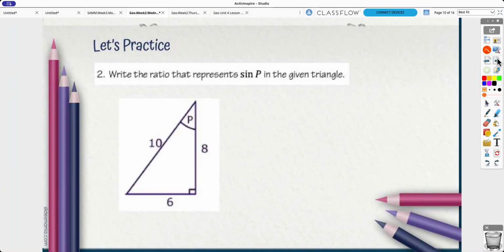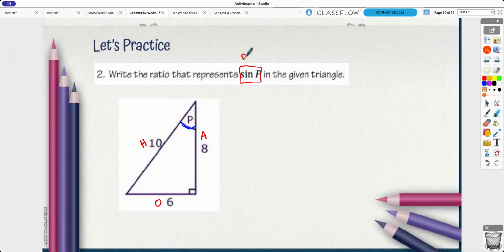Okay, example number 2. Write the ratio that represents sine P. So P is our angle. Let's identify the parts. Here is the right angle. 10 is the hypotenuse. Across from P is the opposite. And next to P is the adjacent. Now we want to find sine P.